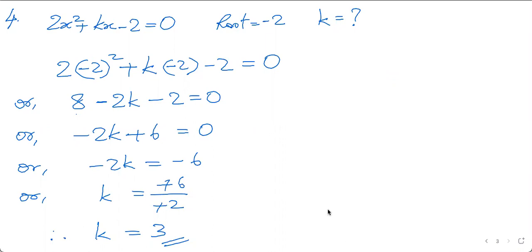So in a way, we can say that the quadratic equation was 2x square plus 3x minus 2 equals 0. This is the quadratic equation, whose k we did not know. Now we know. The question doesn't ask us to tell what the quadratic equation is, but only to find the value of k. But once you have found the value of k, we can also say what the quadratic equation is.